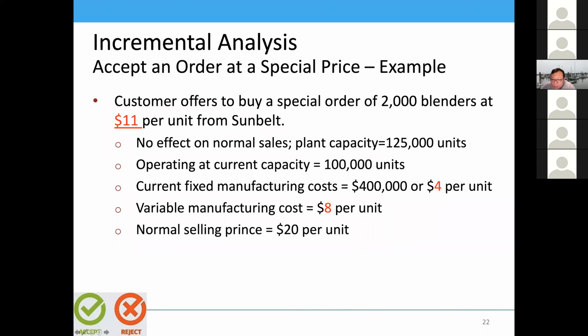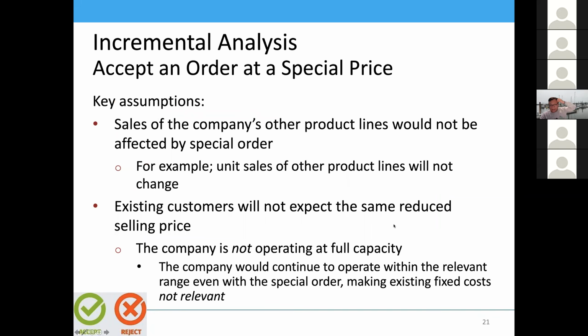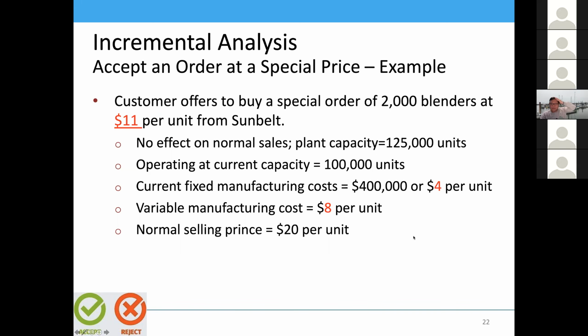I think you should take it because it's a sale, and it has no effect on normal sales. So why not take a special order? Yeah, but do you lose money? Like you can sell it, right? But what if you lose money, right? So you have to do some calculations.